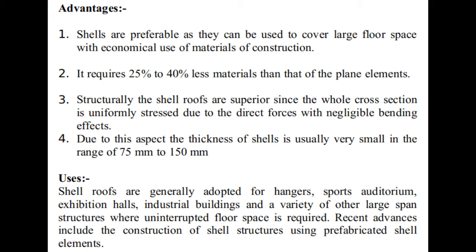Number 3 advantage is that structurally the shell roofs are superior, since the whole cross section is uniformly stressed due to direct forces with negligible bending effect. And number 4, due to this negligible bending effect, the thickness of the shell is kept very small, in the range of 75 millimeter to 150 millimeter. Generally while designing we take it as 100 millimeter thickness.